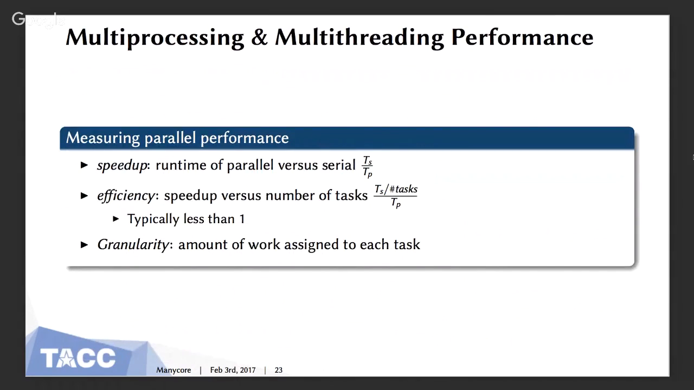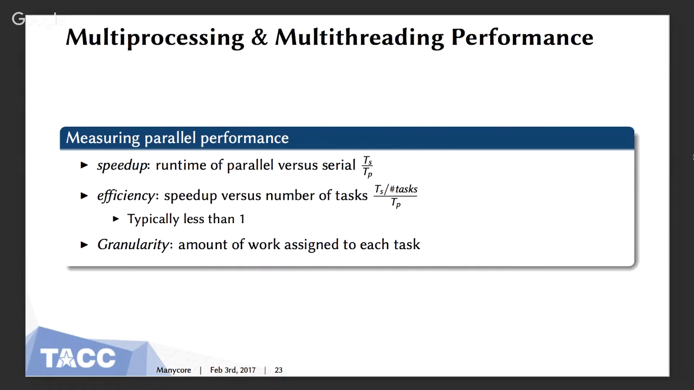So let's move on to a little bit of performance. We talked about how we actually run things and some ways that performance could be impacted, but how do we actually measure parallel performance? It's pretty straightforward, actually. You have a metric called speedup, which is just the run time of your parallel versus your serial code. How much faster does it go? I don't care how many tasks I'm using. I just want to see it go faster.